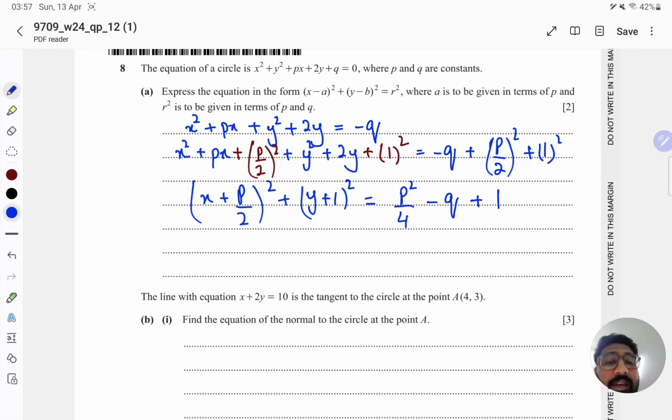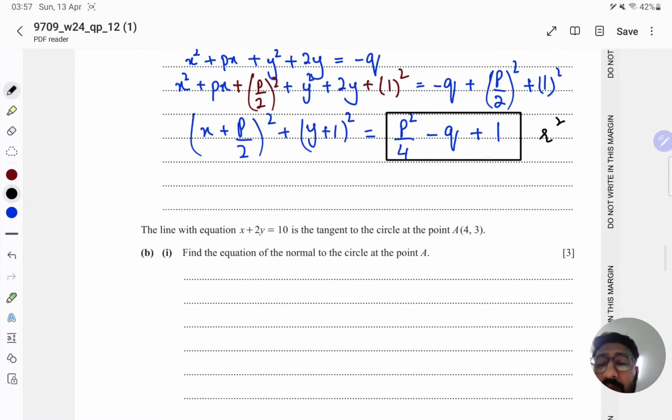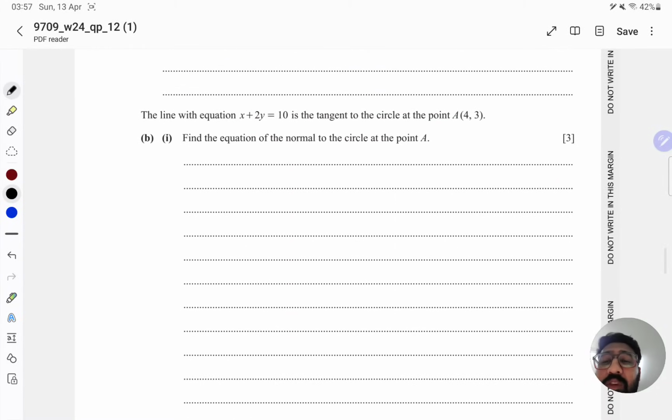So this is the value of r squared. This is basically r squared. He has written in the question that r squared has to be in terms of p and q. The next part says that the line x plus 2y is tangent to the circle at the point A being 4 comma 3. Okay, you need to find out the equation of the normal to the circle at point A.